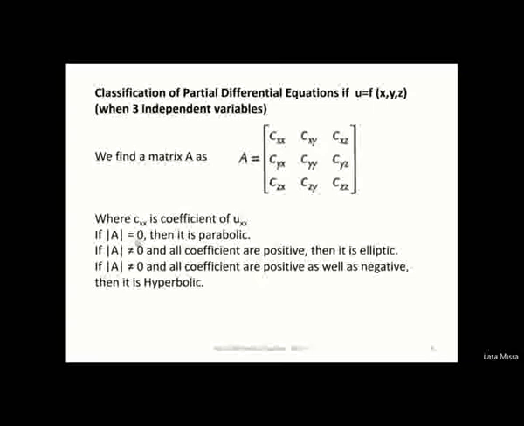If the determinant of this matrix A is equal to 0, we say the partial differential equation is parabolic. If the determinant is not equal to 0 but all the coefficients are positive, then we say the partial differential equation is elliptic. If the determinant is not equal to 0 but the coefficients are positive and negative, then we say the partial differential equation is hyperbolic.